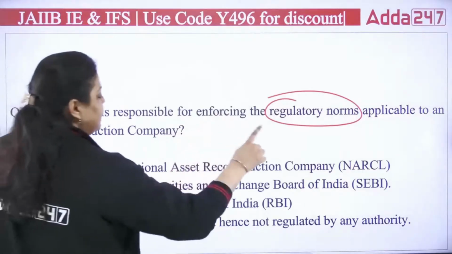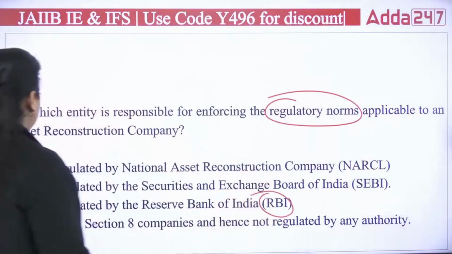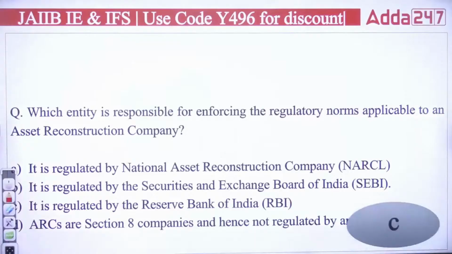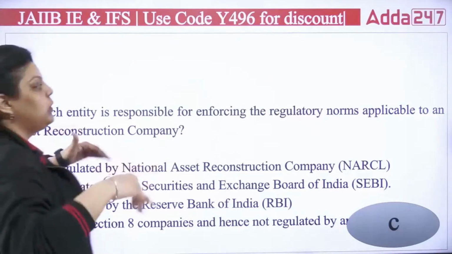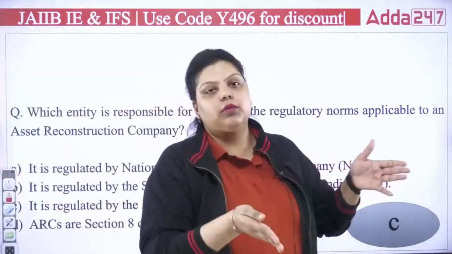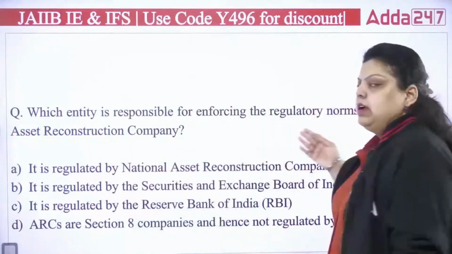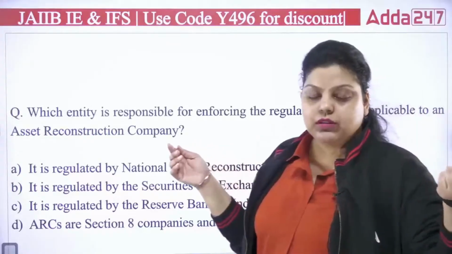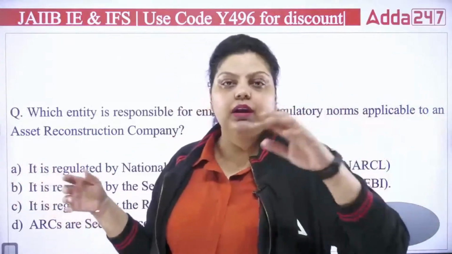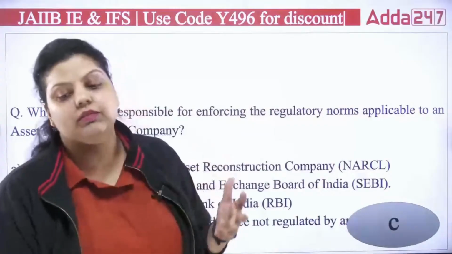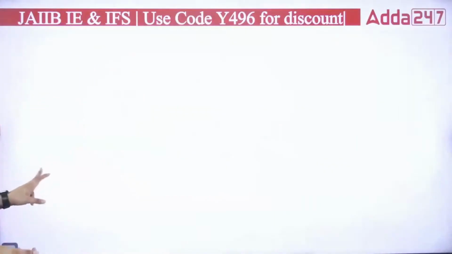So not NARCL but RBI. RBI actually gives the regulatory norms to the asset reconstruction company. Right answer is C. Do remember, who will give regulatory norms? Only a regulatory body. NARCL is not a regulatory body. RBI, then SEBI, IRDA, PFRDA, they are the regulatory bodies who can give us the regulatory norms. So right answer is C.